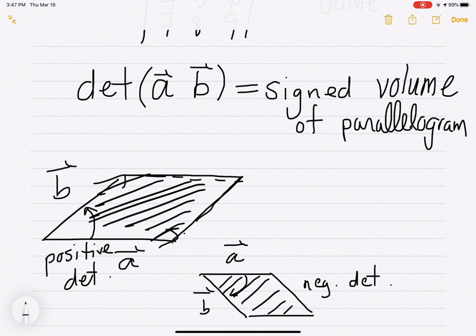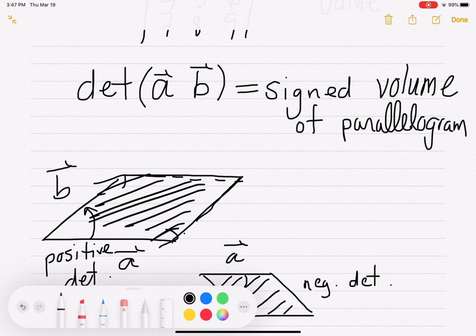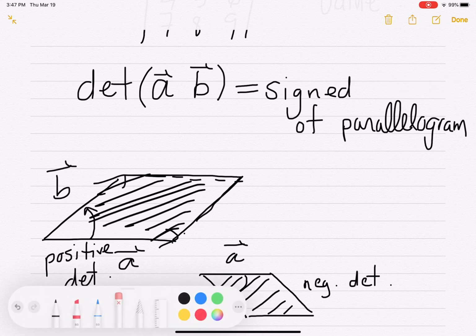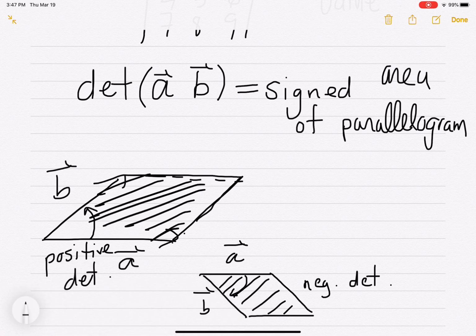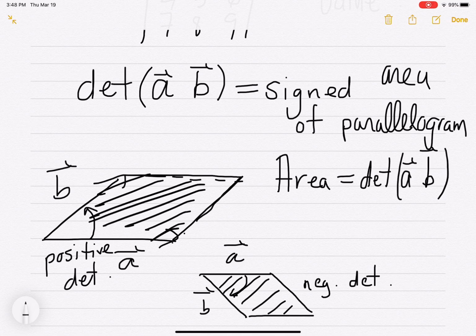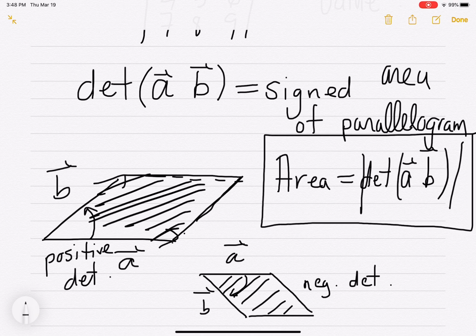Just some interesting facts. Yeah, so if you wanted the actual, I should say area. If you want the actual area of a parallelogram, you just take the determinant of the two generating vectors, A and B, and you take the absolute value, right? The absolute value kills off any sign. Yeah, so this is the formula for the area of a parallelogram. You just take the determinant of the two generating vectors and take the absolute value afterwards. So pretty good stuff.